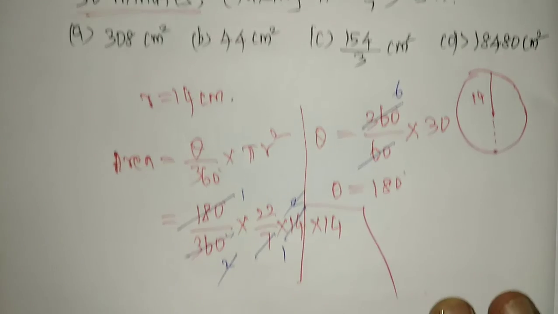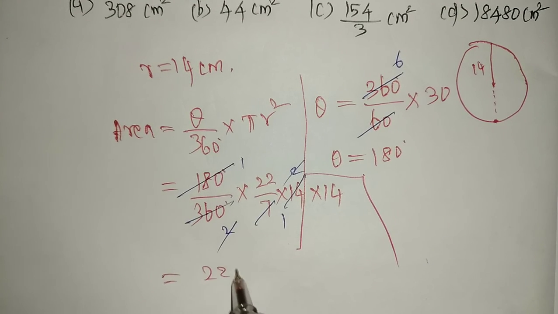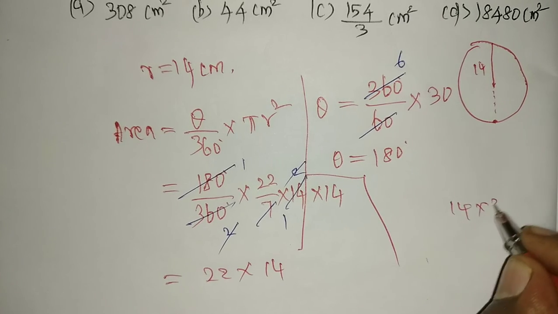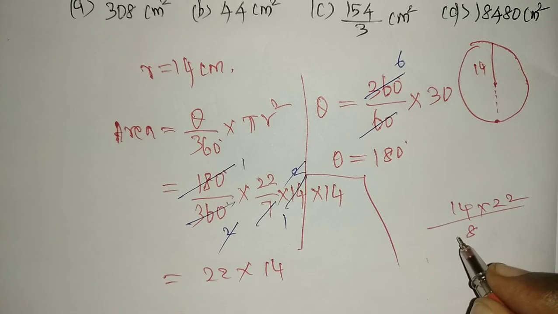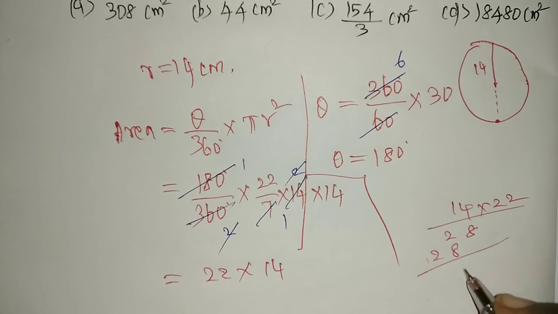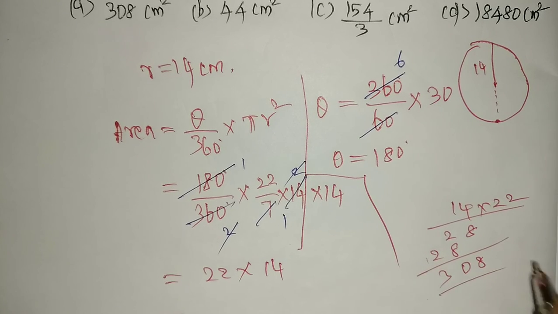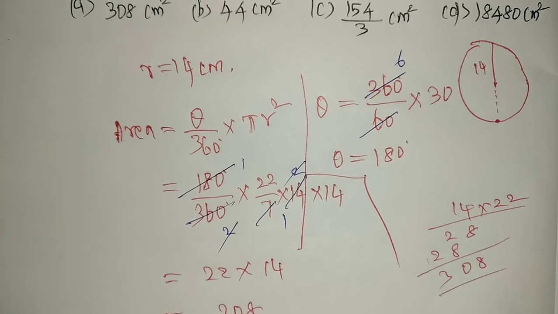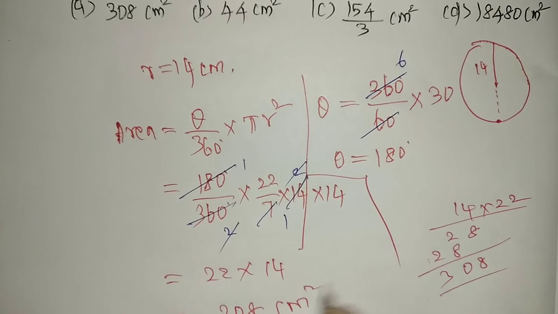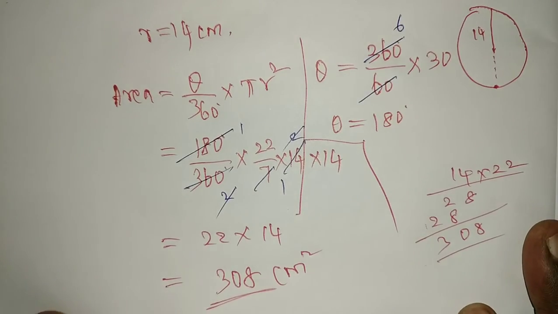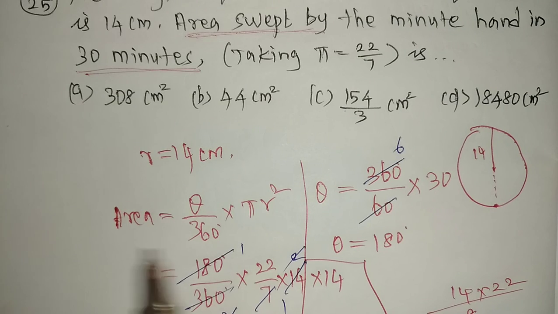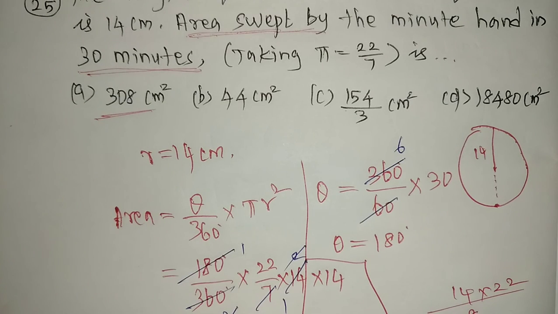22 into 14. So what is that? 22 into 14. So 8, 2 in the same, again 8, 2, 0, 8, 1, 3, 308. So 308 we are getting. So this is our required answer. 308, I am getting. Where is that 308? Option A. So that is our required answer.